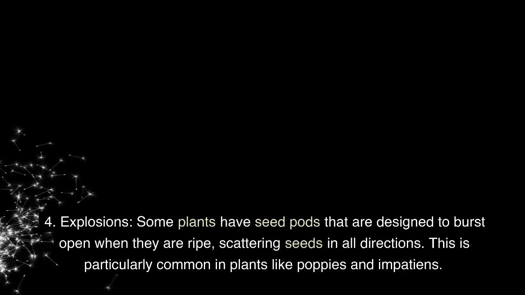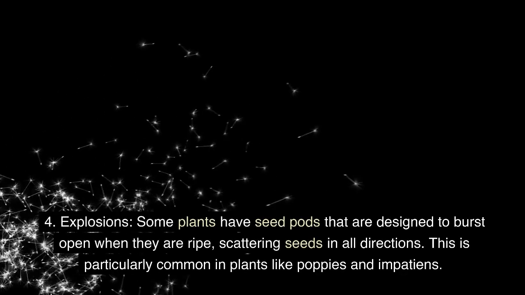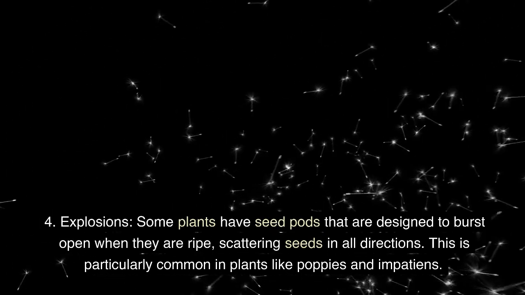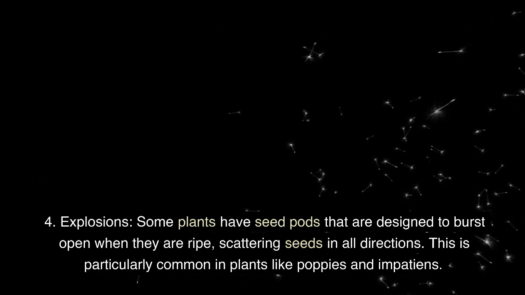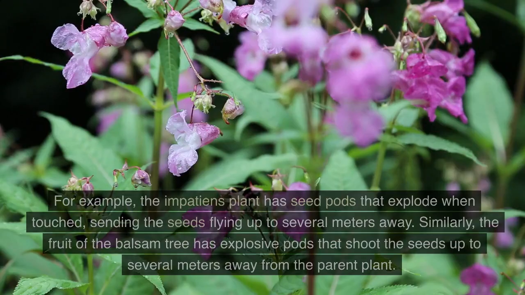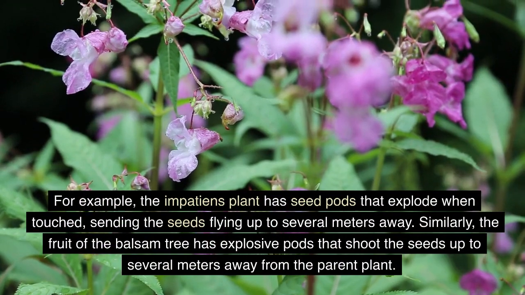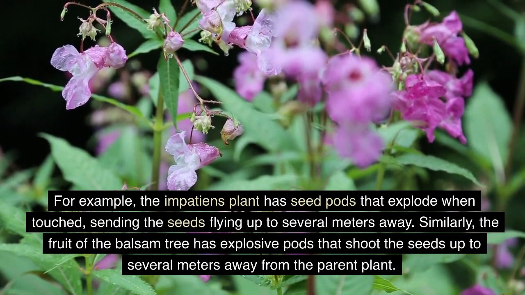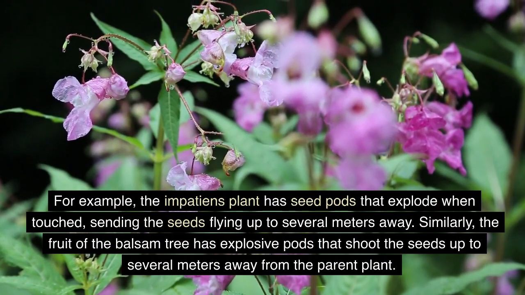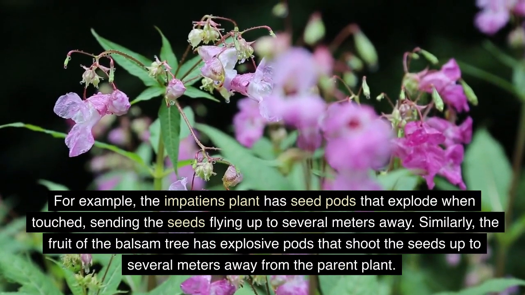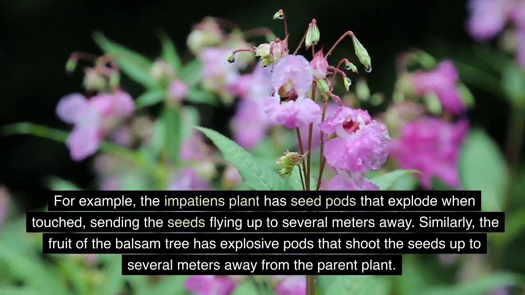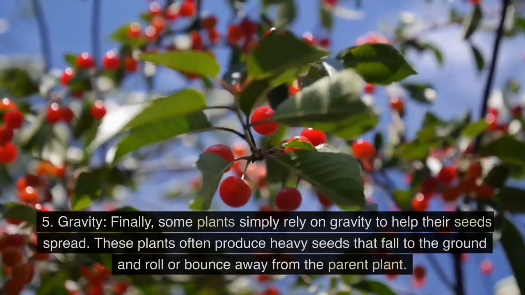4. Explosions. Some plants have seed pods that are designed to burst open when they are ripe, scattering seeds in all directions. This is particularly common in plants like poppies and impatiens. For example, the impatiens plant has seed pods that explode when touched, sending the seeds flying up to several meters away. Similarly, the fruit of the balsam tree has explosive pods that shoot the seeds up to several meters away from the parent plant.